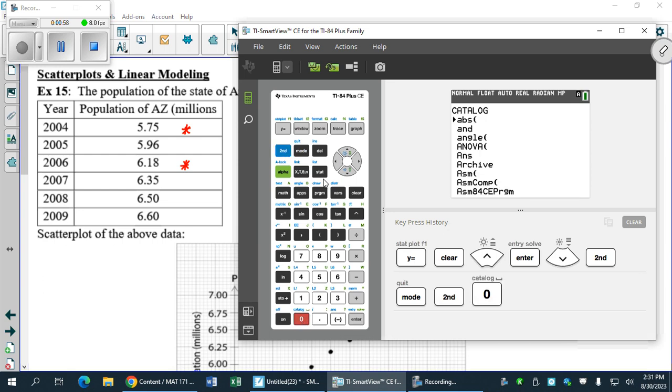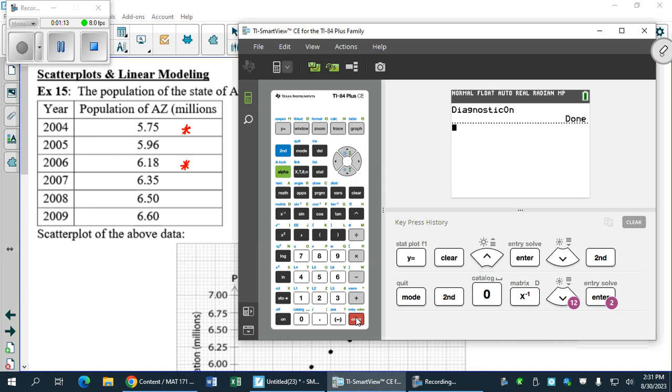Now you can scroll all the way down to DiagnosticOn, but if you hit your X to the -1 key, which is 2 down from your green alpha key, that will get you closer to your D's. And then hit DiagnosticOn, or scroll down to DiagnosticOn, and hit enter again. So then at that point, your diagnostics are on, so that you don't have to do that step again.